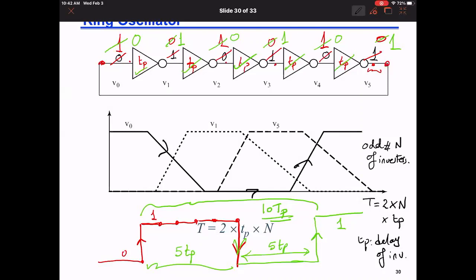Meaning, if this node rises at this time, the other one will be rising one stage after it. The fourth one will be rising 4 stages after it. They are shifted relative to each other by TP delays based on the number of inverters, but they all will oscillate. Each one of them will oscillate with a period equal to 2n times TP, but the edges of their clocks are delayed based on the number of inverters between them. Anybody has any question?